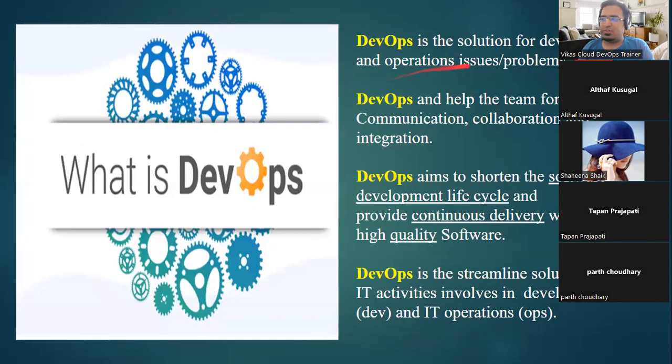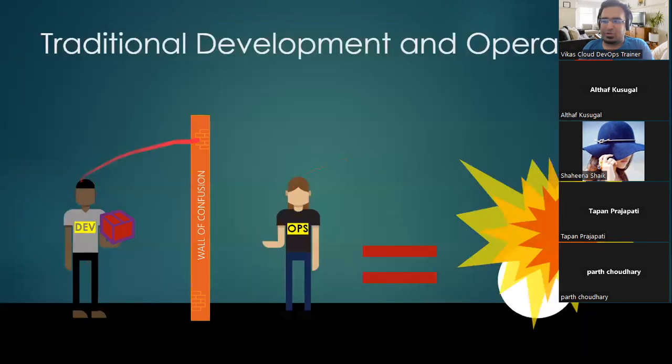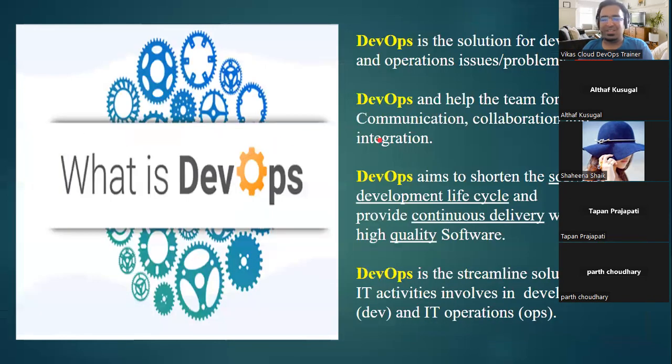DevOps is a solution for development and IT operations related issues technically. DevOps will help with the communication. If they are not talking with each other, we are the middle person who will talk with the developer. We will talk with the operation people and get things working for the client requirement. Okay. Is that fine?